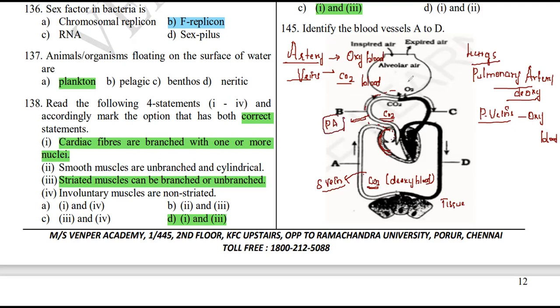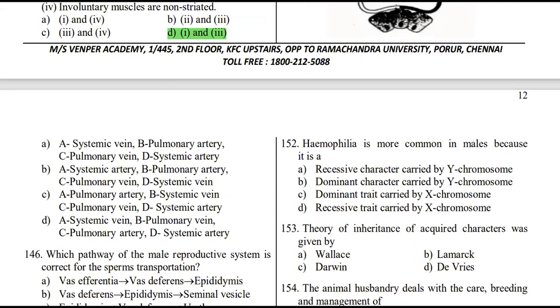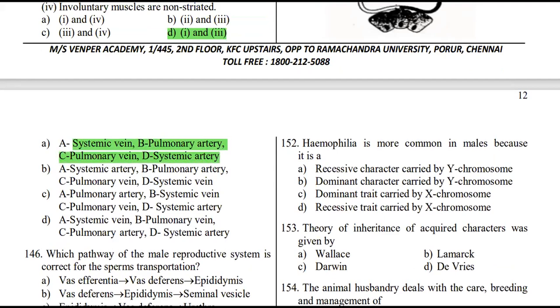Then the lung purifies it and brings it back as oxygenated blood. Oxygenated blood is carried from the lungs by veins, so pulmonary veins carry the oxygenated blood. Then it comes over here, and arteries carry the oxygenated blood to the entire body. So A is the systemic vein, B is the pulmonary artery, C is the pulmonary vein, and D is the systemic artery. Okay, let's see the options. So the answer is systemic vein, pulmonary vein, and systemic artery. Very simple question.